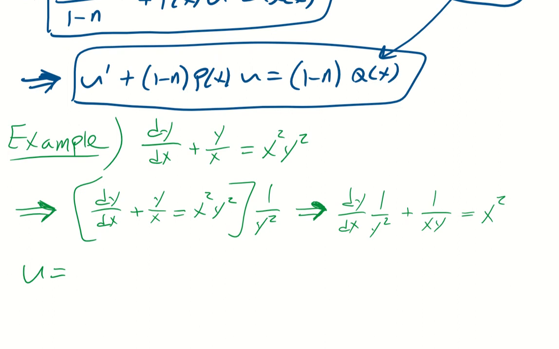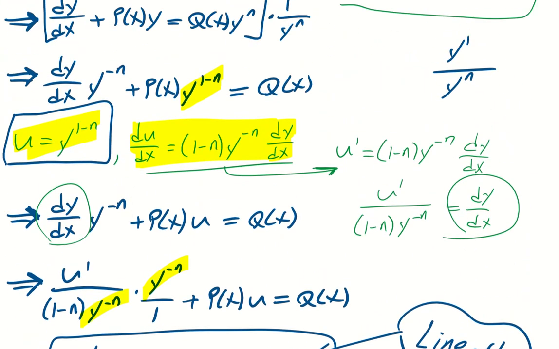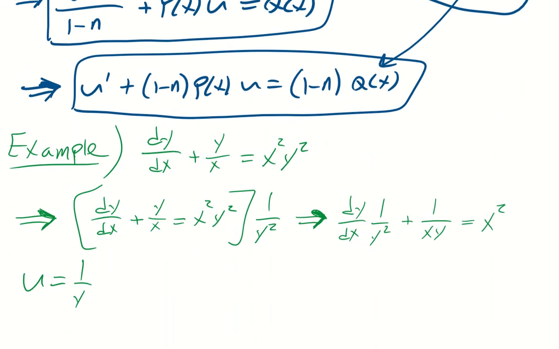So what would u in this particular example be? It would have to be 1 over y, right? We can also think about this in terms of the general equation, our general finding. So we have u is equal to y raised to the 1 minus n power. So what is n in this case?